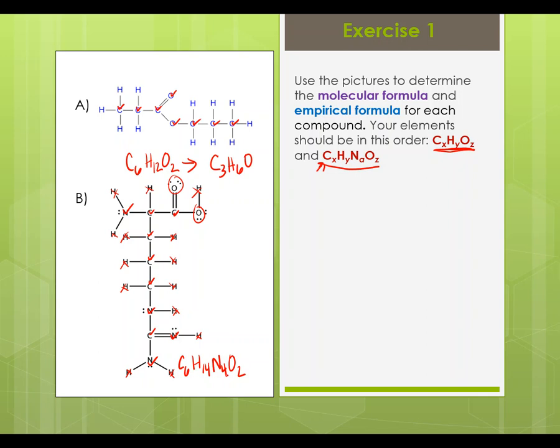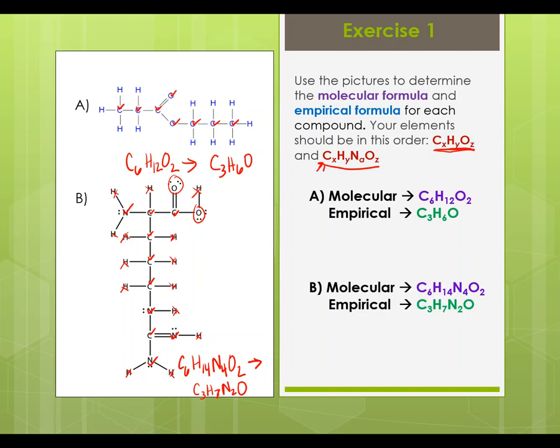C6H14N4O2. That would be the molecular formula. Now all I have to do is reduce it. So it's reducible by 2, so C3H7N2O would be my empirical formula. So there we have our answers, and you can go back and review this as needed.